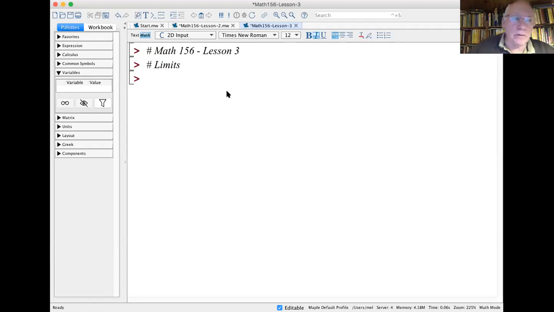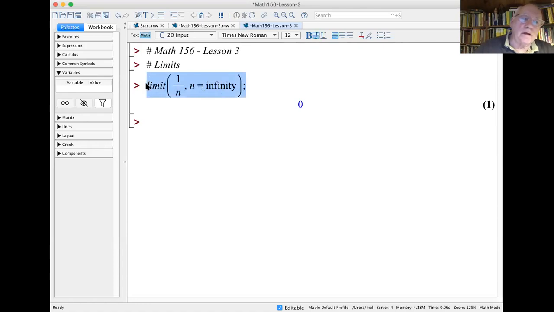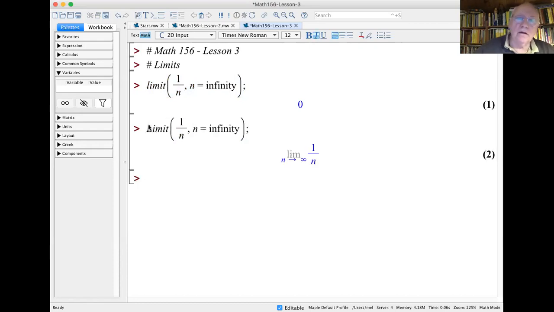So the command for computing a limit is limit. Suppose, for example, we want the limit of the sequence 1 over n as n goes to infinity. Turns out that limit is 0. Now, limit is a command which can also be written with a capital L. If I write this with a capital L, we don't get the answer, but we get the statement of the problem. This is the limit as n goes to infinity of 1 over n.